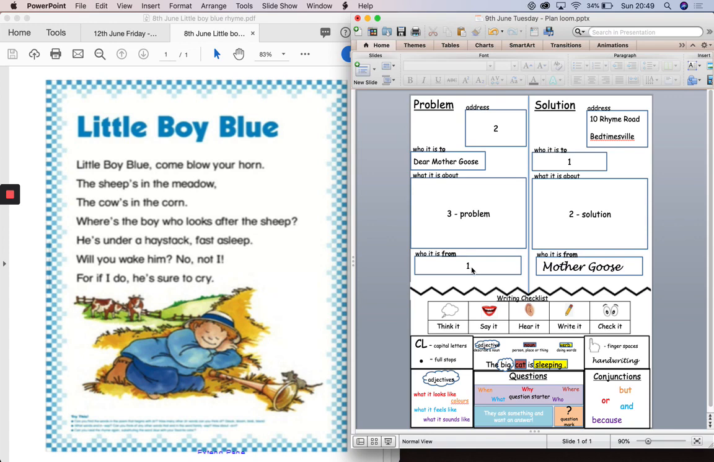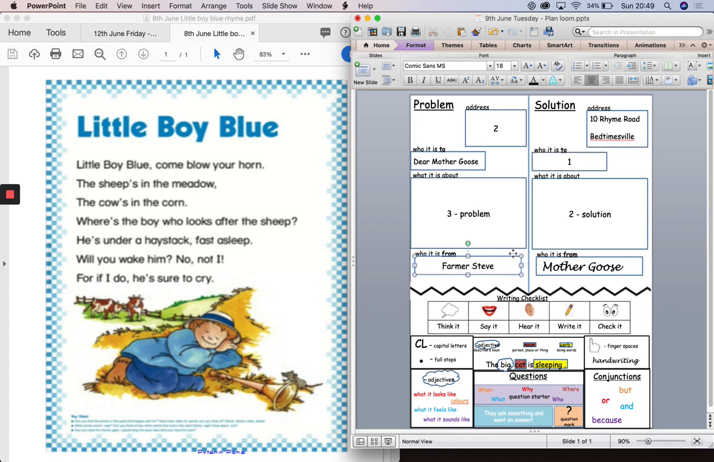I think it might be from the farmer who's in charge, whose farm has all the cows and the sheep, and who's in charge of Little Boy Blue. I'm going to use Farmer Steve again, but you might want to be a bit more inventive yourself if you were writing it. So Farmer Steve is written there.